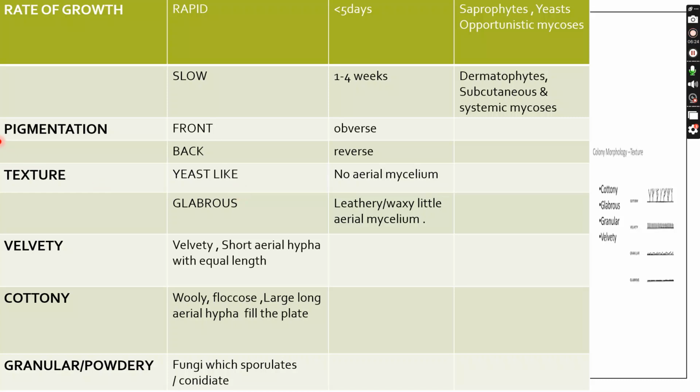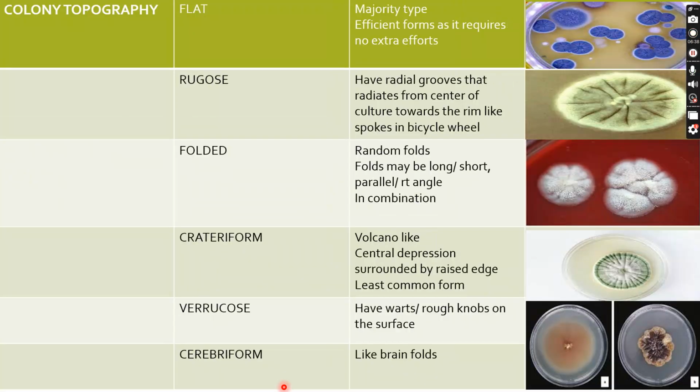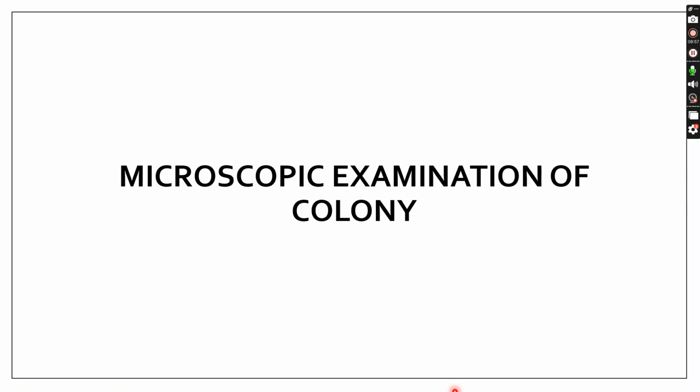These are the examples. Then the pigmentation, which we can observe from the front or back. Then the texture could be yeast-like or glabrous. Then velvety growth will be there, cottony structure will be there, granular or powdery growth will be there. After that, the colony topography. The topography could be flat like this, then rugose, in which grooves are there, then folded, then crateriform, then verrucose and cerebriform. So these are the different topographical characteristics of the colony of the fungus.